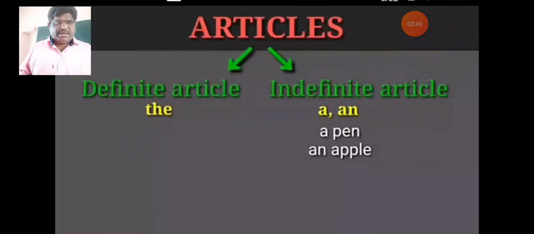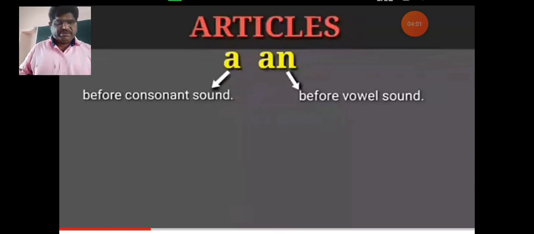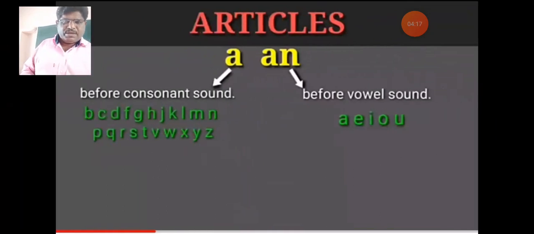Here the indefinite article is used in a general way: a pen, an apple. How do we identify this? What is the difference? That you are going to learn. Before a consonant sound, a is used; before a vowel sound, an is used. So what is a consonant and what is a vowel?